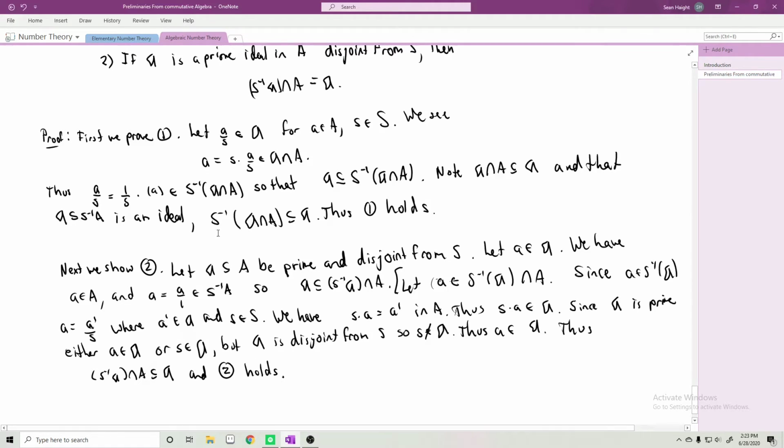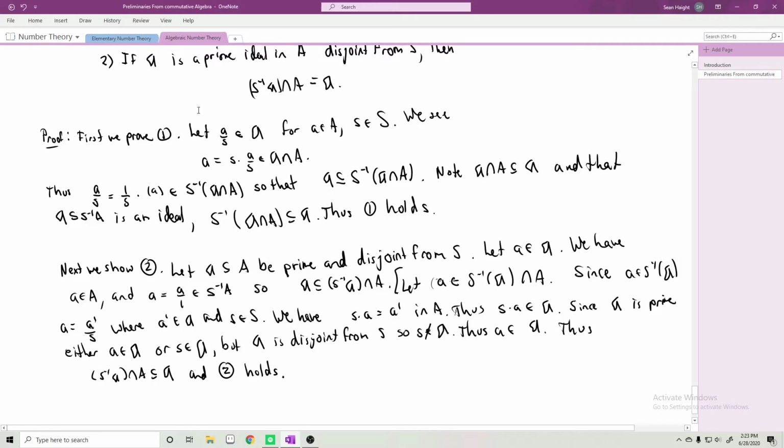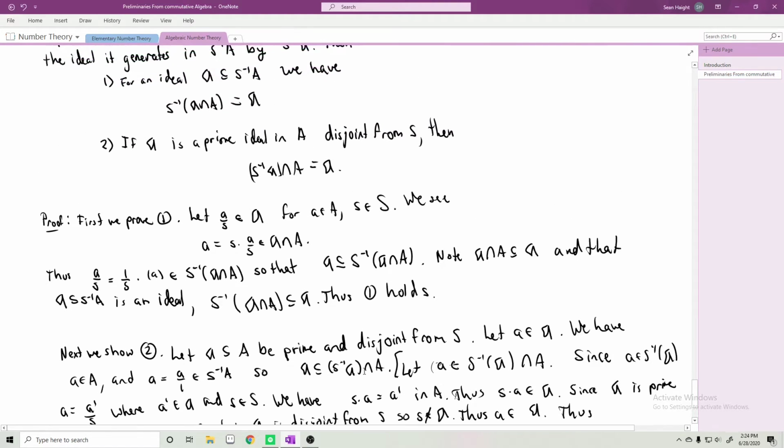Okay, so essentially, I guess maybe just to say a remark about the proof here. The proof is essentially carefully using the definitions. Part 1 is really not too bad. Part 2, you have to be a little bit more careful and use the primality of A and the disjointness from S. And you also, subtly or not, use the fact that you're working in an integral domain, so that equality of fractions here really does mean equality of this product and this element here. Okay.